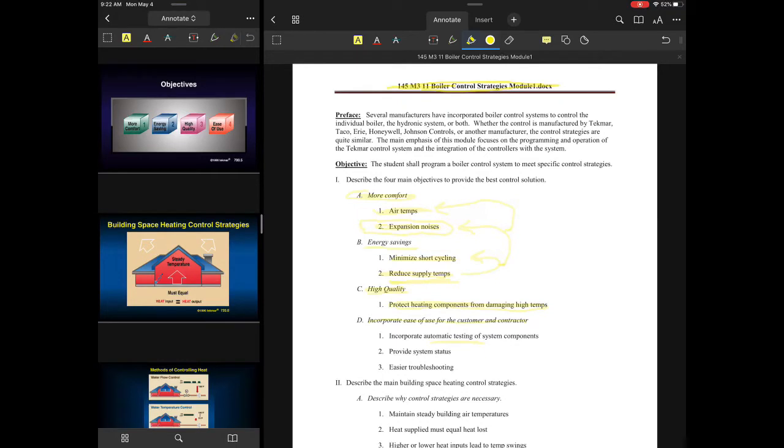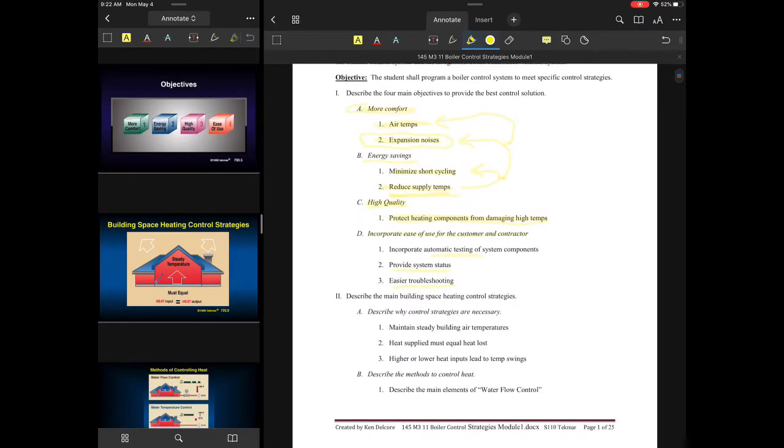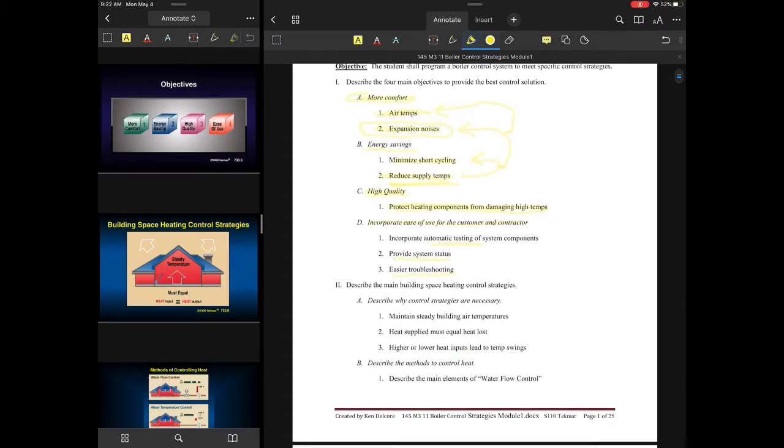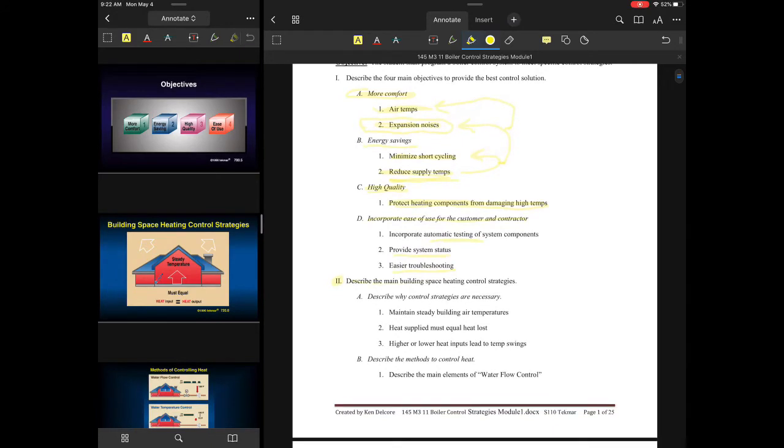And for example, they can incorporate automatic testing of the components. So if I run that boiler system and I go up to the system, it's not working, are there any diagnostics that help me figure it out? I like to see a status that would say, hey, what's calling? Oh, we have a zone demand, or we have a domestic water demand. So those things help. And then certainly from the troubleshooting standpoint, and that goes without saying.